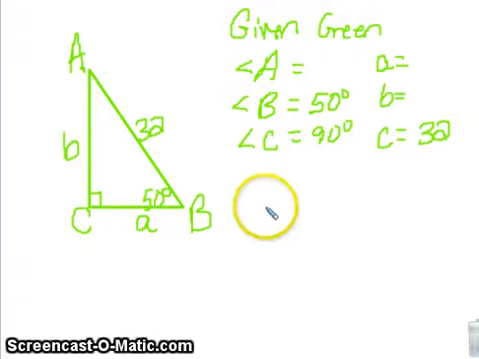Can I find angle A pretty easily? We should recognize that in any triangle, the interior angles are going to equal 180 degrees. And so this is going to give me 40 degrees.